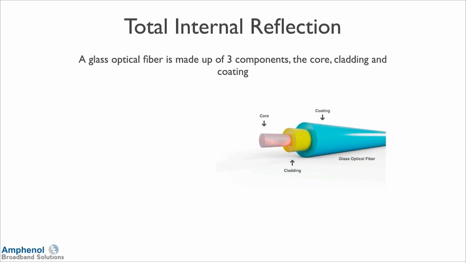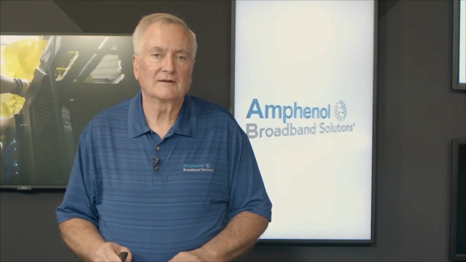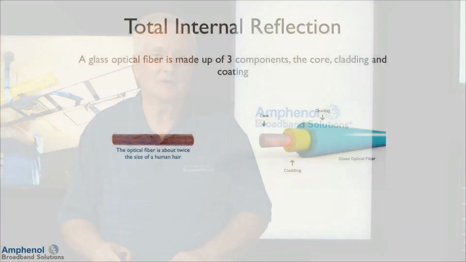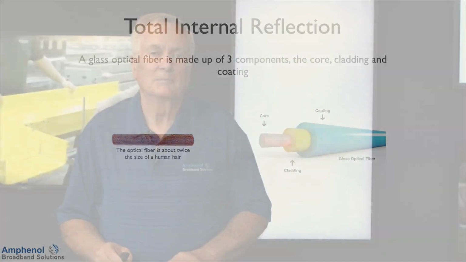Here I'm showing a single strand of fiber made up of the core, the cladding, and the coating. In cable TV, we're used to working with coaxial cable, which is a lot larger. So when you start looking at fiber optic cable, twice the size of a human hair, you might start freaking out a little bit, but when you start putting connectors on, things like that, it becomes pretty simple after you do it a few times.